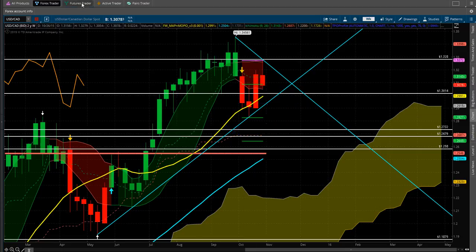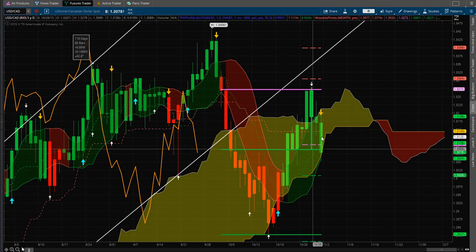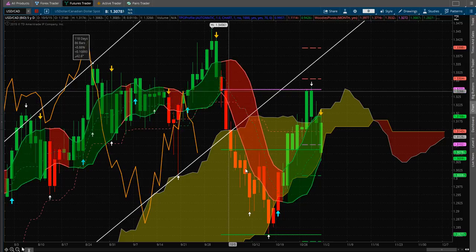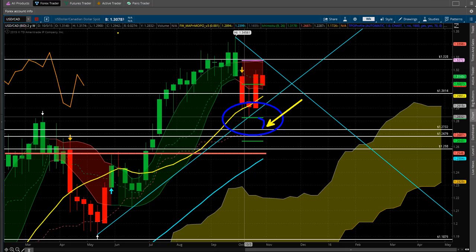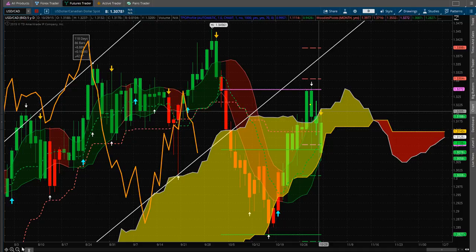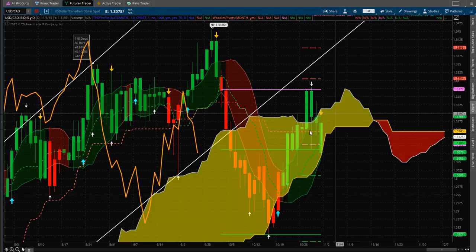Looking at the daily, now it's a different picture. You can see that we came down, went up, and is this going to be wave 3 going down? Should be interesting. Right now you're kind of in the cloud.